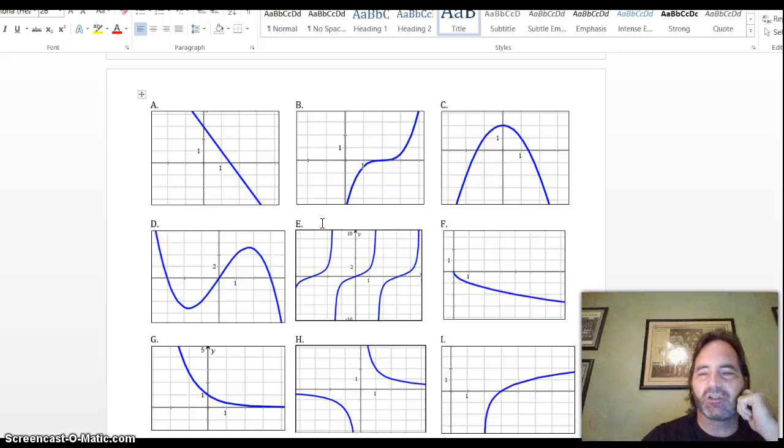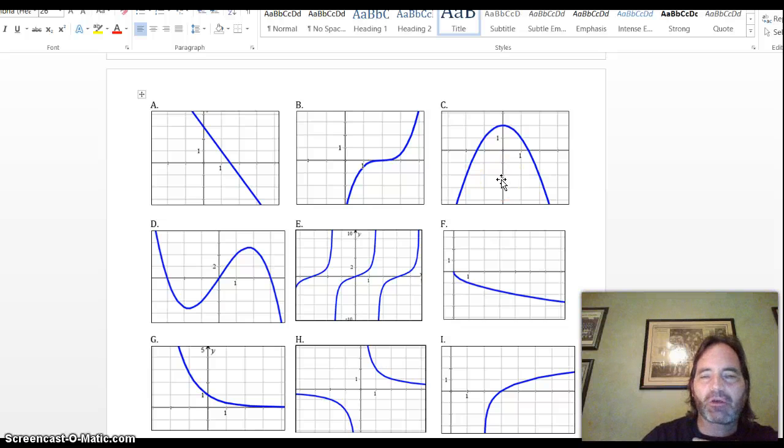Remember, here's an example of an even function where this f of x, I plug in 1 and I get a 1, I plug in -1, I get a 1. And notice the symmetry about the y-axis, okay? So even functions are symmetric about the y-axis, okay?